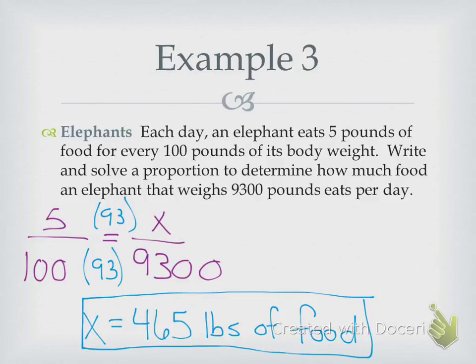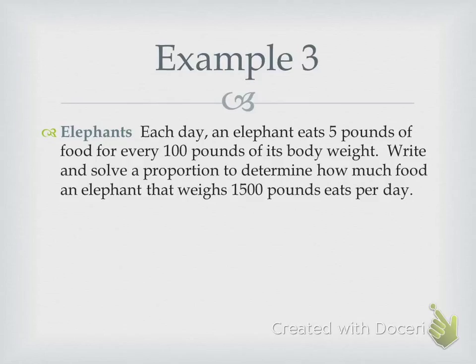I want you to do one more. This is just different numbers, same type of example. I want you to practice writing a proportion and solving it. Anybody want to volunteer? How did they set up their proportion? Wesley? 5 over 100 equals x over 15.